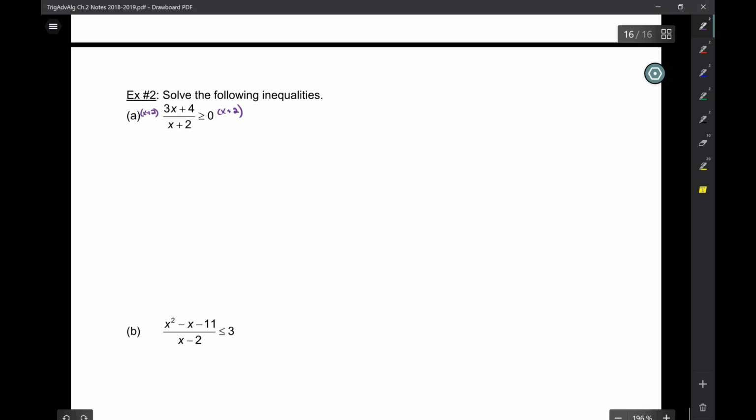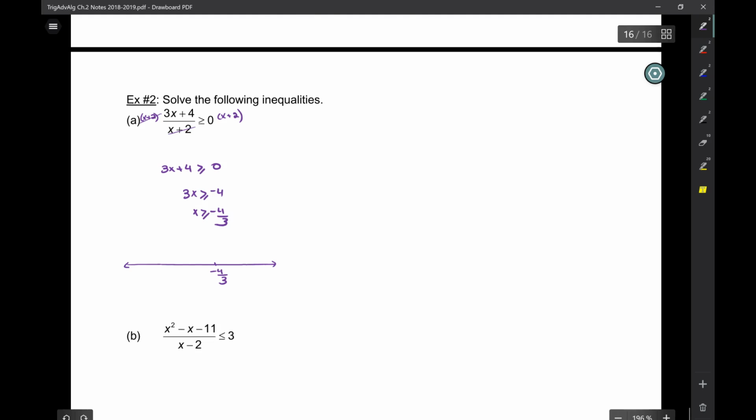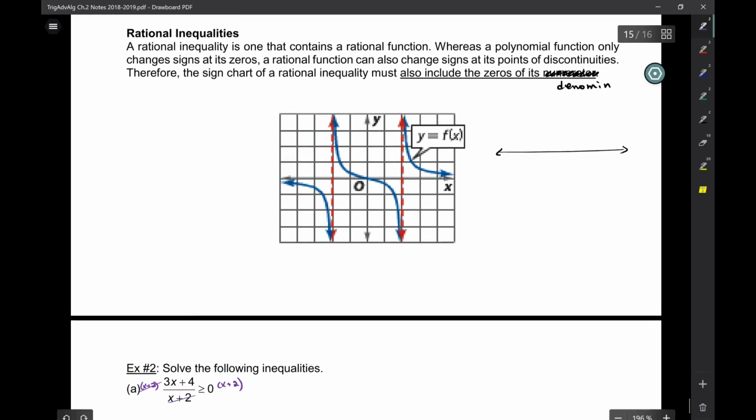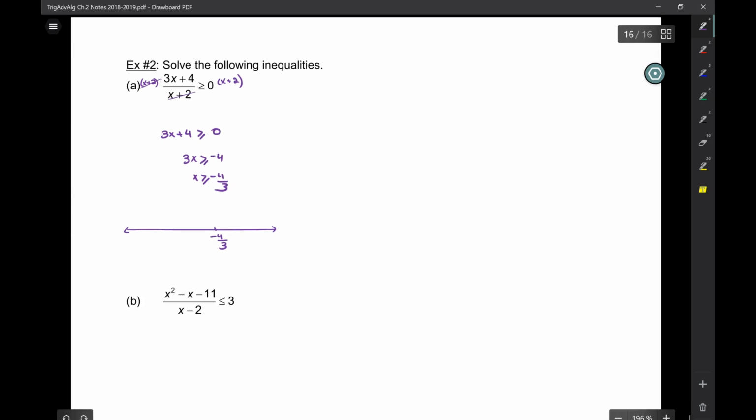Okay, now here these will cancel. So I get 3x plus 4 greater than or equal to 0. Here, 3x greater than or equal to negative 4. X is negative 4/3. Okay, so the negative 4/3 definitely goes on this number line. But since this is a rational function, it has a variable in the denominator, as we said here, we also have to put in the zeros of the denominator.